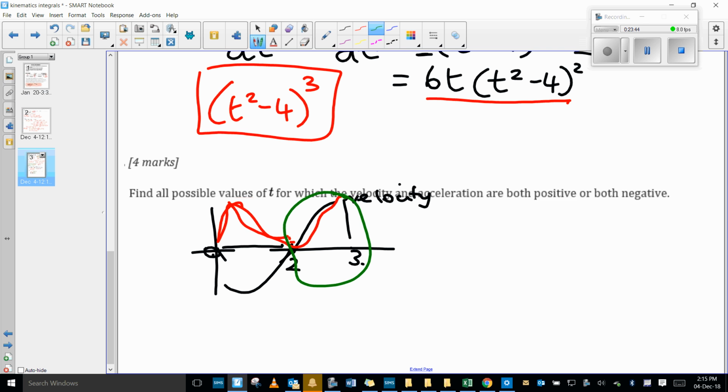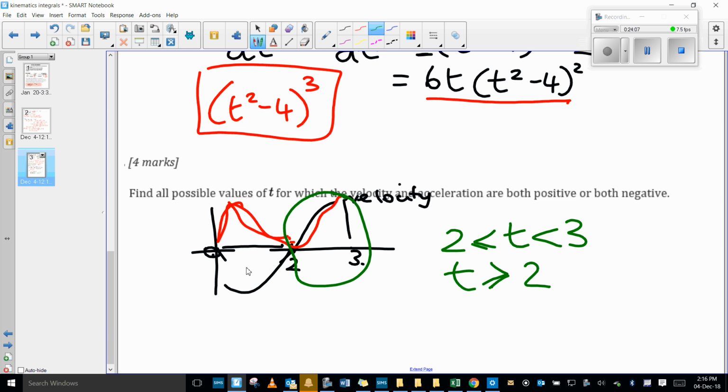So it's 2 is less than t is less than 3. Now you probably would have been able to say t is greater than 2. Remember, this was 2 because this is where it was 0. So, we could say this as well because we don't really know what's happening, or you can say this one because we know we were only talking about the function up to the value of 3 anyway. So which one? Either of these two are fine.